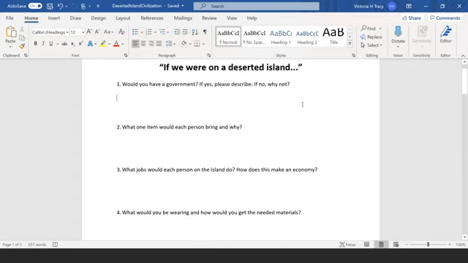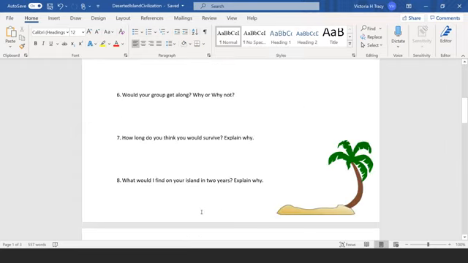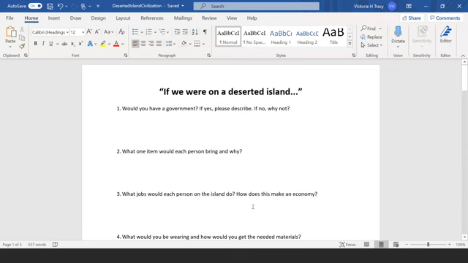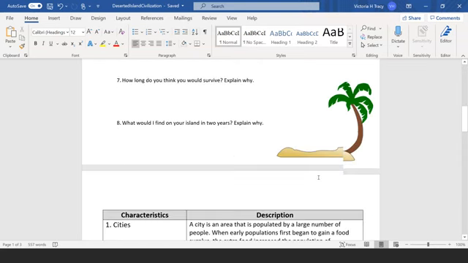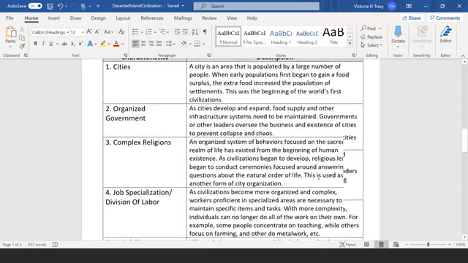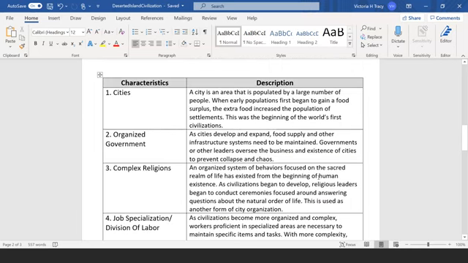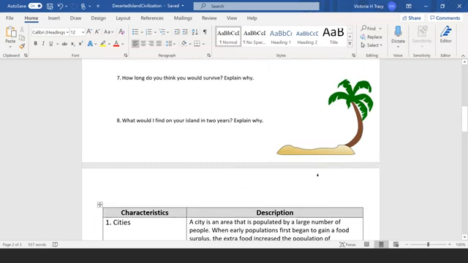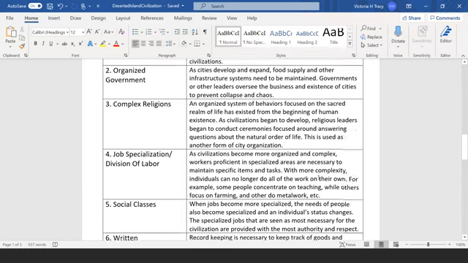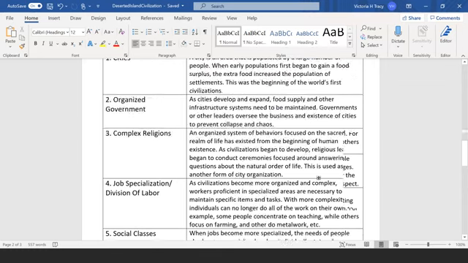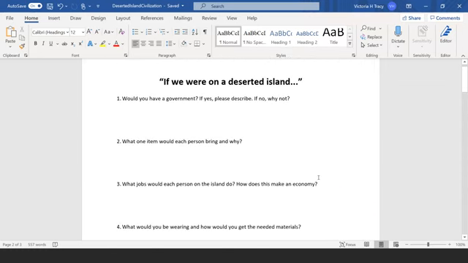Now, the first thing you're going to do is you're going to answer all these questions on page 1. If you forget the characteristics of a society, there is a chart here with descriptions for each characteristic. So if you're like, I can't remember what a government does, or I can't remember what social classes are, or something like that, you can look there. So you're going to answer the questions on this document. You can see questions like, would you have a government? If yes, please describe, and if no, why not?